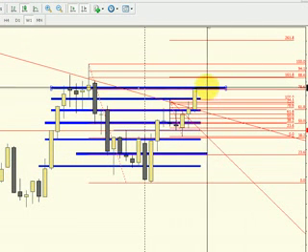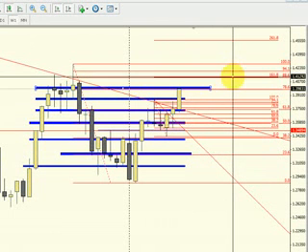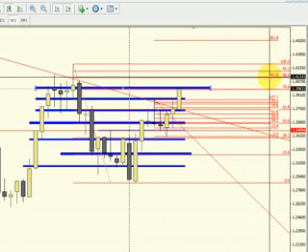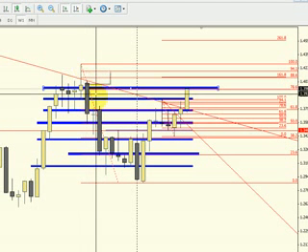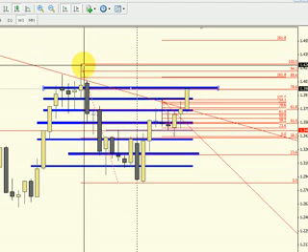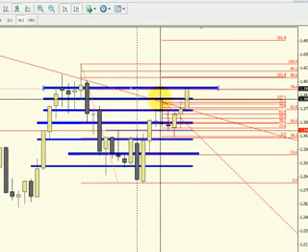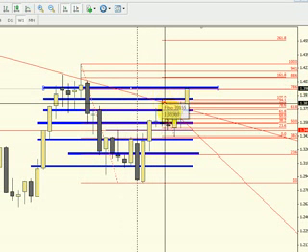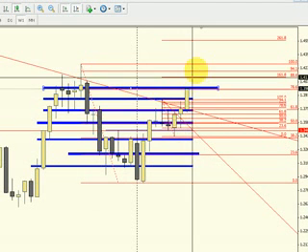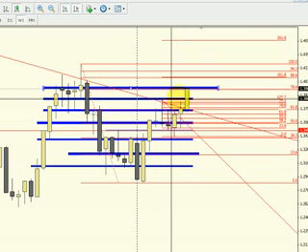You can see smack on. Now here's an interesting one. Just above you have the 88.6, which is also the 161.8 extension from this, from this Fibonacci high to there, and rebounding up, extending beyond the original 100%.